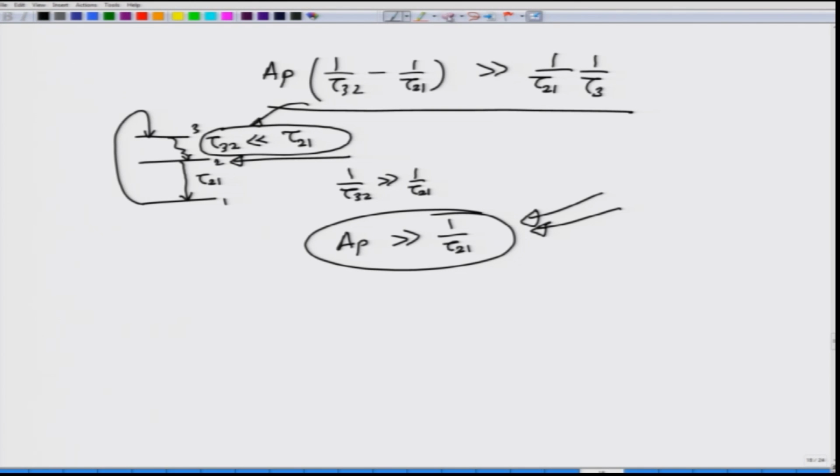Sorry, this is not greater than, this is actually approximately equal. So, A p threshold we will call 1 by tau 21, because tau 32 is much smaller than tau 21, and in this equation 1 by tau 32 being larger than 1 by tau 21 means A p divided by tau 32 is much larger than 1 by tau 21 divided by tau 3. You can cancel this off with that one, this anyway goes to 0, and A p will be approximately equal to the critical value, 1 by tau 21, but you of course need to pump beyond this.